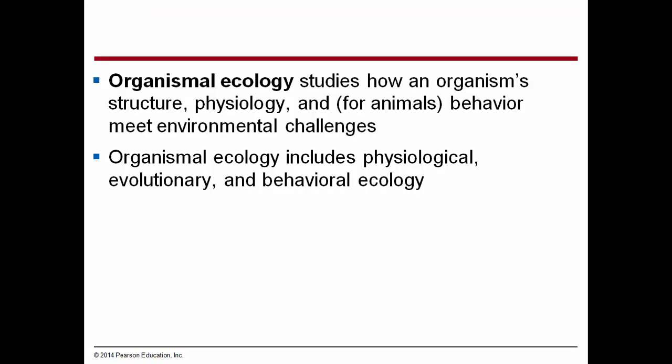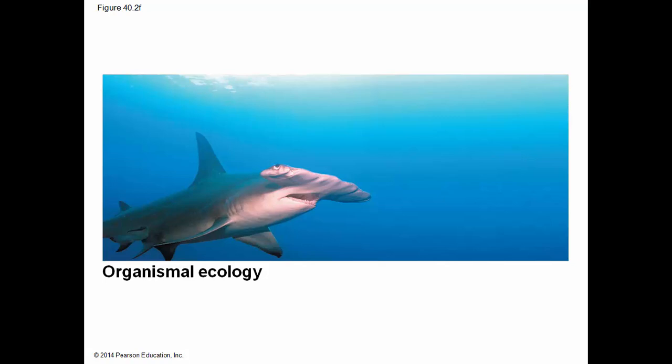And organismal ecology studies how an organism's structure, physiology, and, for animals, behavior meet environmental challenges. Organismal ecology includes physiological, evolutionary, and behavioral ecology. Organismal ecology, which includes the subdisciplines of physiological, evolutionary, and behavioral ecology, is concerned with how an organism's structure, physiology, and behavior meet the challenges posed by its environment.